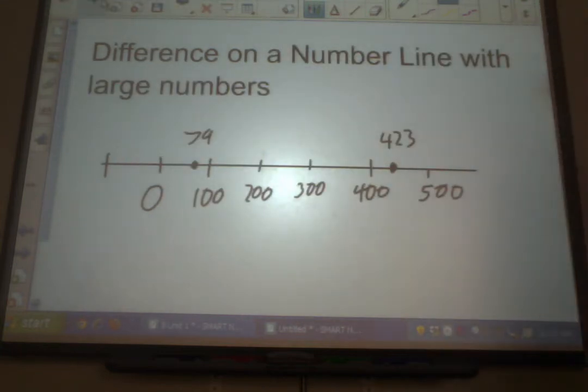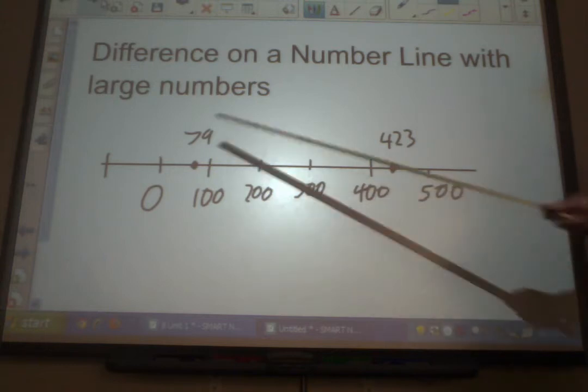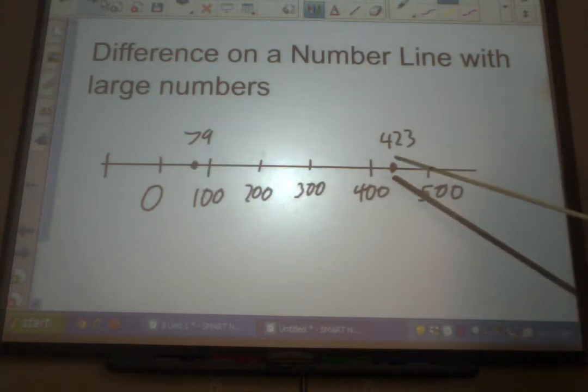But what about if we make our number line a little bit bigger? Remember, number lines can count by any standard of numbers that we want. This one is counting by hundreds. And we've got a point here at 79 and a point at 423. Well, how do we find the difference between those two? We can't hop all the way from 423 to 79. We can, but it would take way too long.